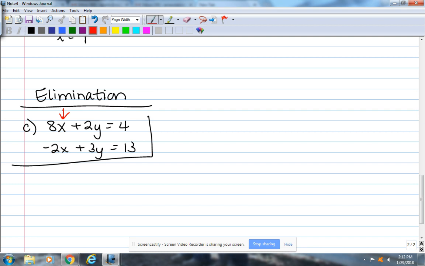Say I want to eliminate the x's. So if this one's a positive 8x, what would I need this one to be to cancel out with positive 8x? Negative 8x, right? So how do I make this negative 2 change into a negative 8? Divide. Not divide. Multiply it by 4. Very good. So I'm going to multiply that whole row right here by 4.